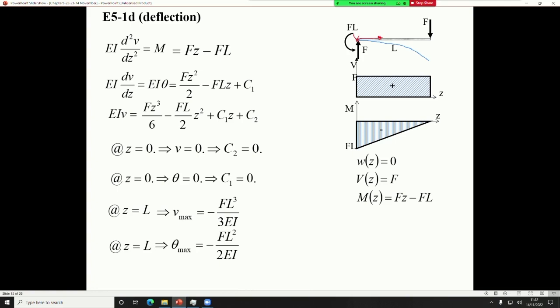Any questions in relation to the solution for the second part of question one? So we had the bending moment distribution. Using the relation between the bending moment and deflection, we can easily find the deflection distribution along the beam. Right?